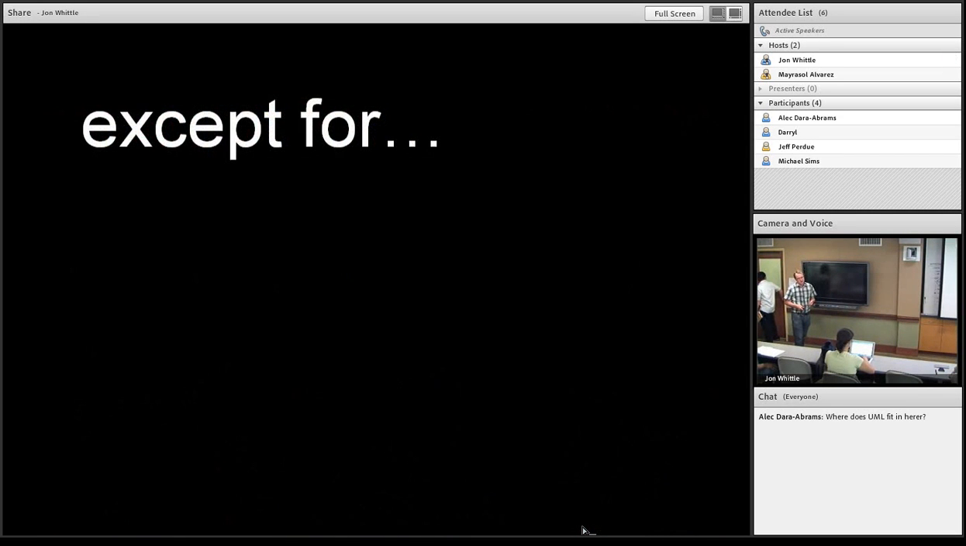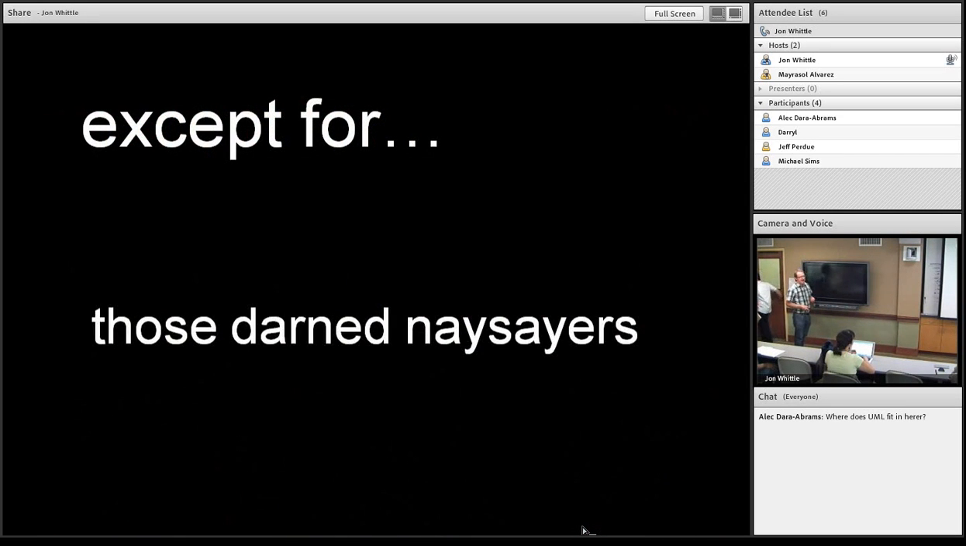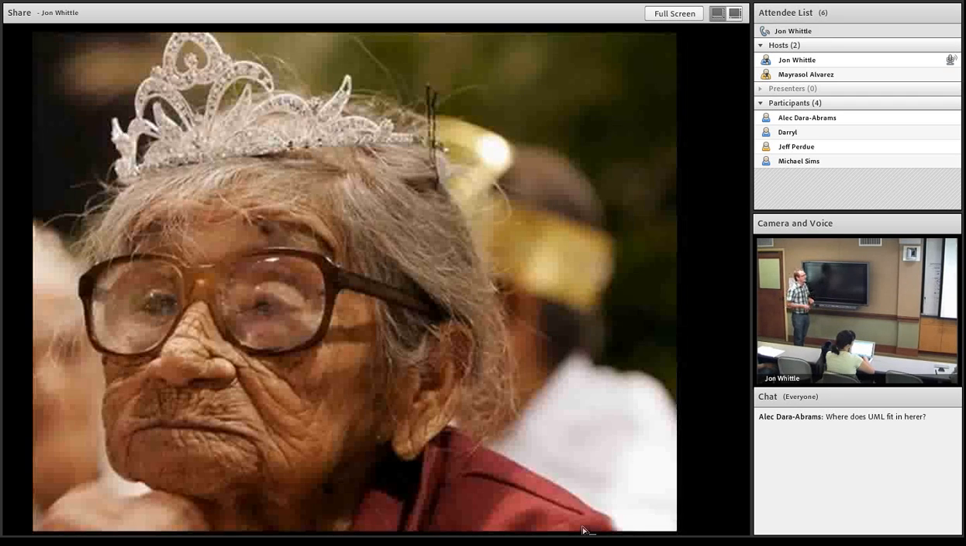Or was it? There were certain naysayers that said, hold on a minute, we've seen this before. This idea of modeling has been tried before. It was tried in the 1970s, something called CASE tools were tried. It didn't work. And this idea that you can just come up with designs and then generate code automatically from that is nonsense. The code is the thing.